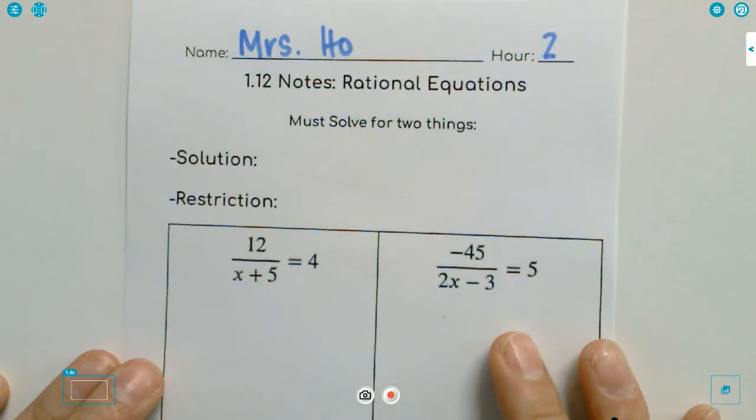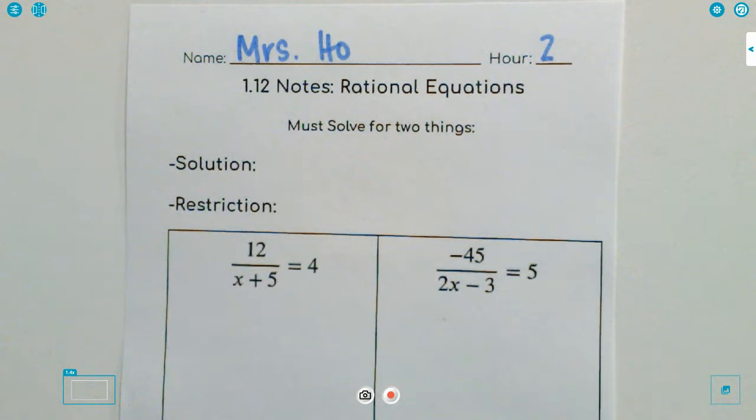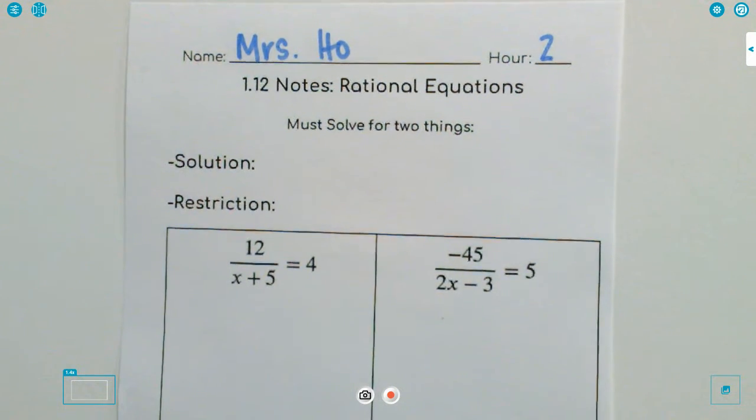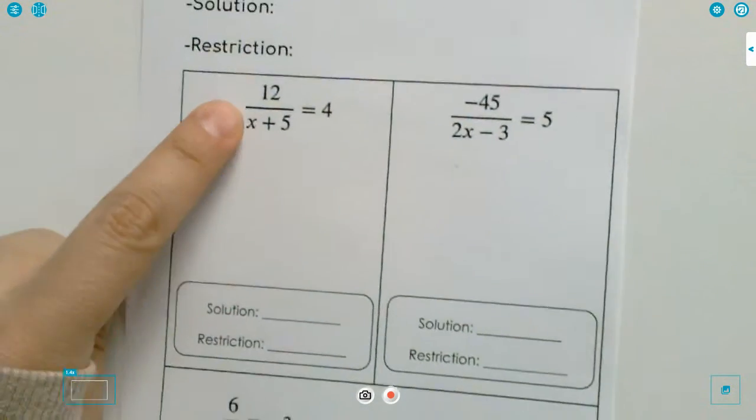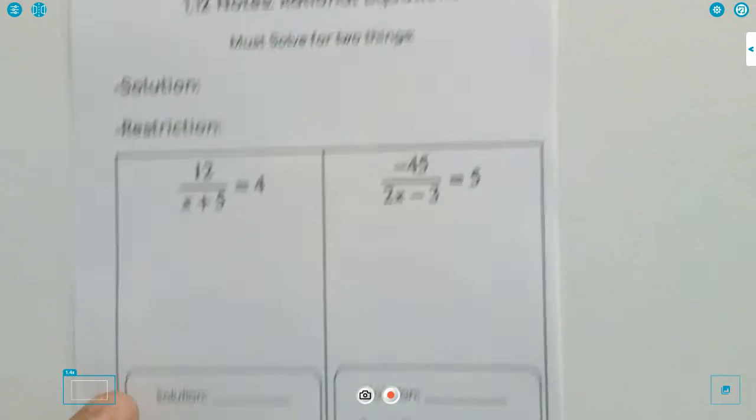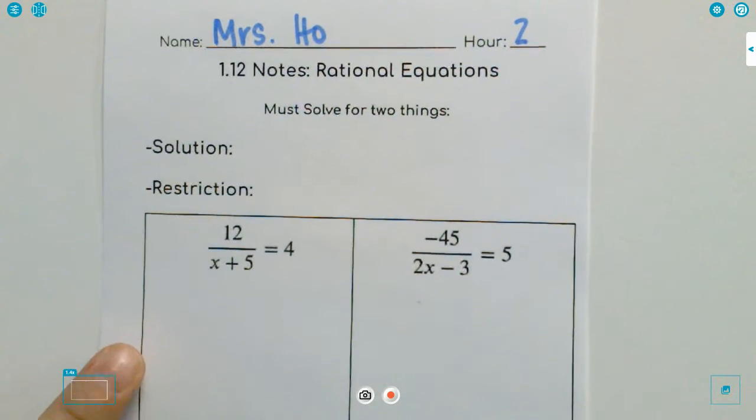Today, we are solving rational equations. The word rational comes from the word ratio. Ratios are fractions. These are fractions. In a rational equation, we have to solve for two things today.